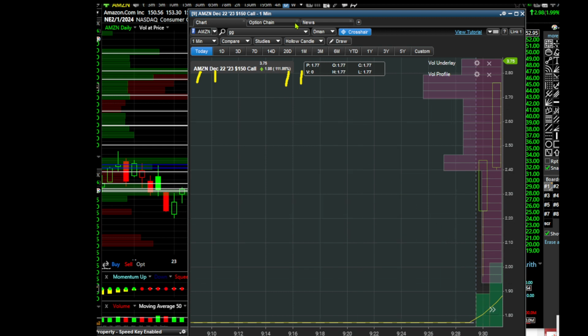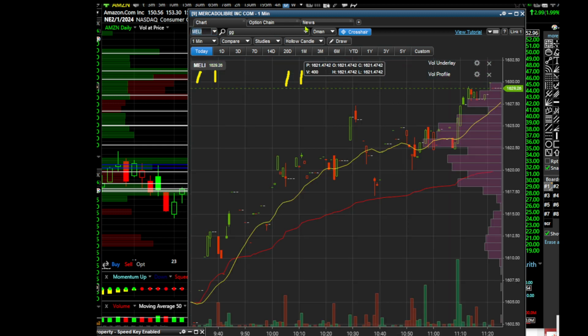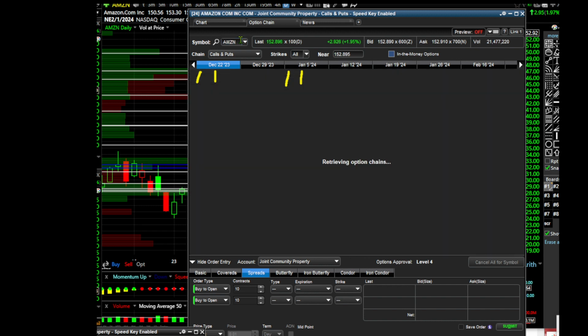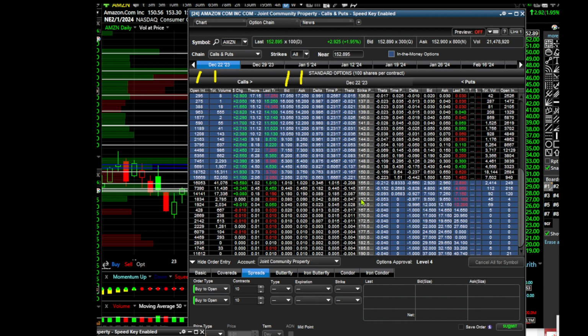What you have to be aware of, especially in bigger companies, like let's look at Meli, is you can have really big spreads. Look at this: 21.60 by 23. You've got a $2 spread on this at the money, right? You just have to be aware of the spreads because you can literally eat up all your profits with that. Okay?